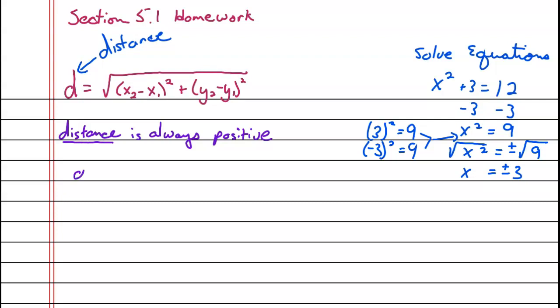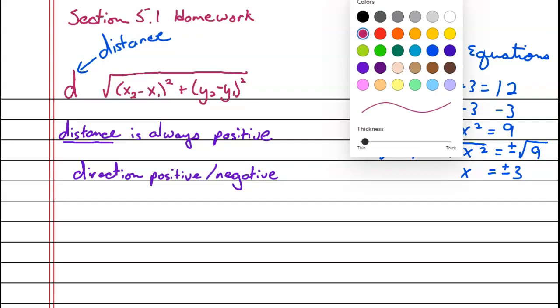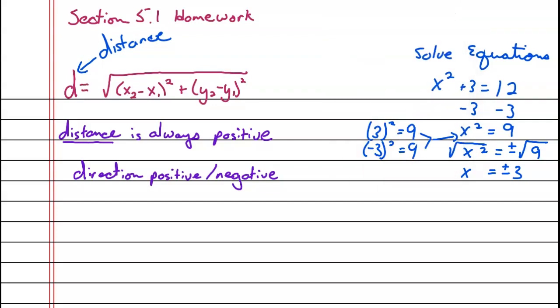If we talk about direction, that is where we get into positive and negative. So it can be both. So please do not add that plus or minus in there. It's not part of your formula to begin with, so don't add anything in there.